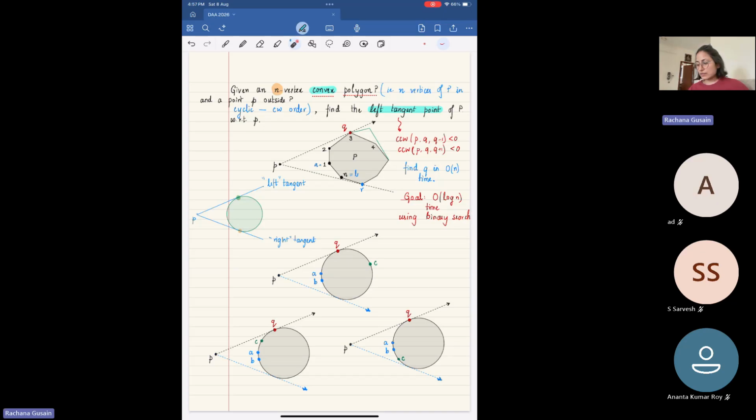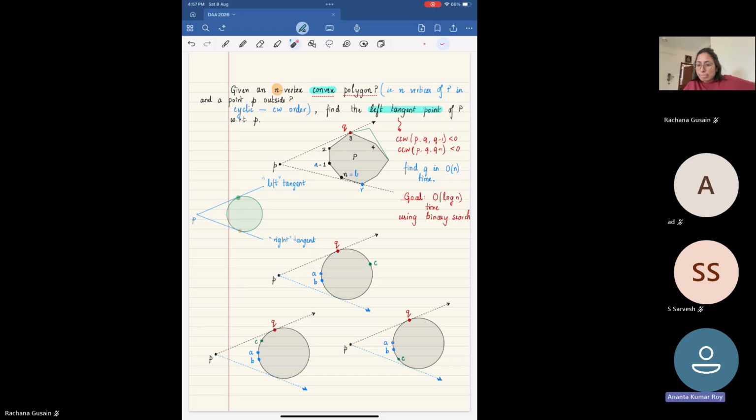So the first thing that we need to identify is how do we know whether C lies in the outer region or in the inner region? Can someone quickly see this? Again, use the CCW test.